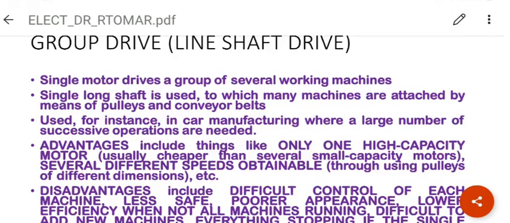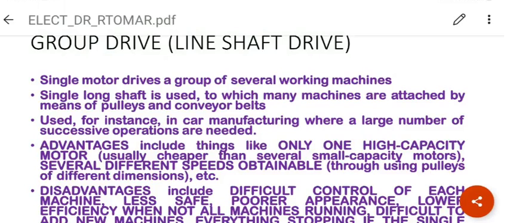Group drive essentially means there is a single large motor driving several machines in the factory. On the same floor, there may be 20 machines, and all of them are connected primarily to one motor through several shafts and through several speed changing mechanisms if necessary. Pulleys and conveyor belts are used to transmit motion from the single motor to various machines in the factory.